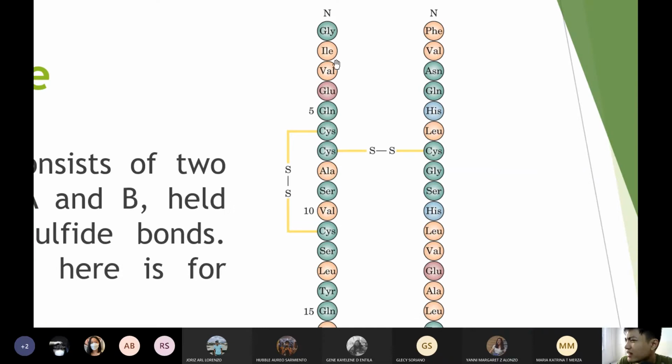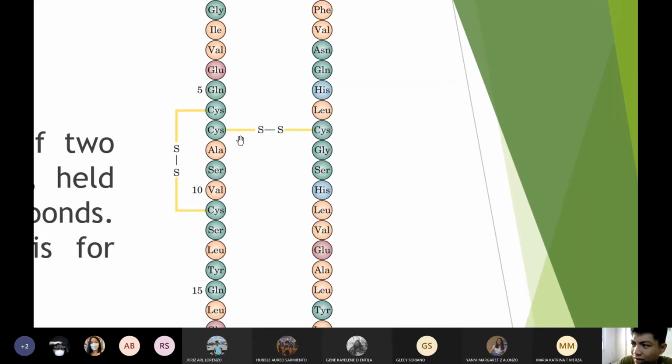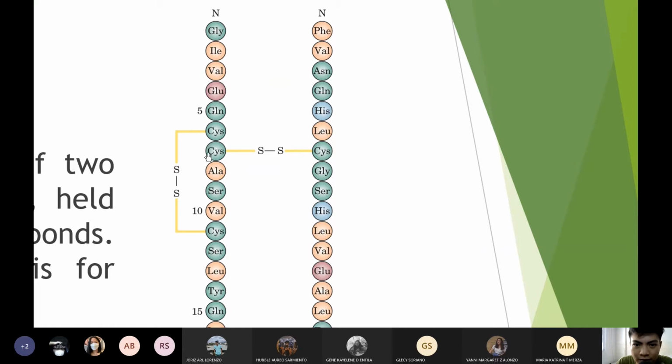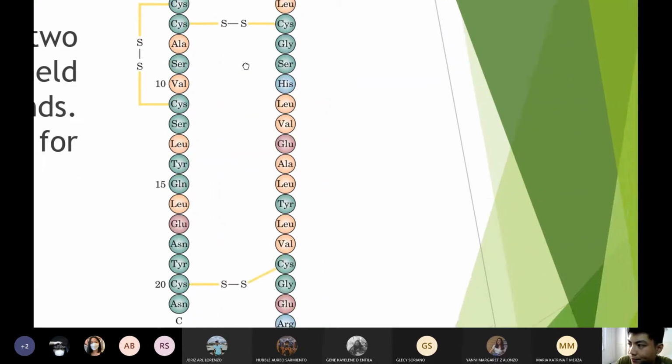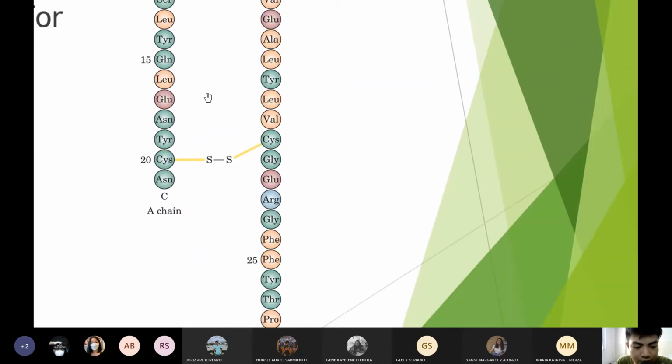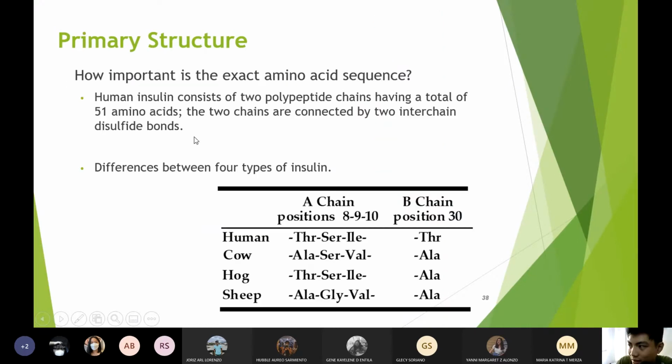And so, glycine, isoleucine, valine, glutamic acid, glutamine, cysteine. Okay, so nakikita nyo, in the primary level of amino acid structure, you can see the individual amino acid residues. Hindi nyo naman kailangan kabisaduhin yan. Ang kailangan nyo lang alamin is that for primary level, nakikita mo yung amino acid sequences.